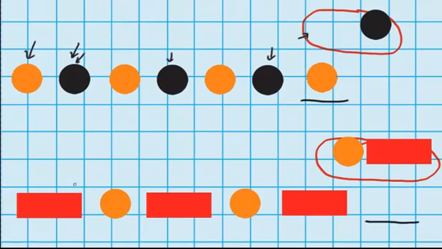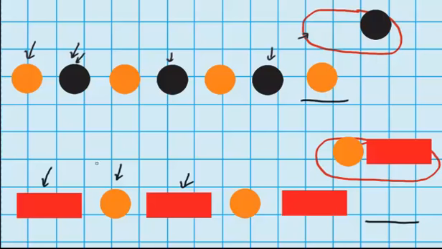You can see I've got a pattern here that is made up of 2 different objects. I've got a reddish pink rectangle or oblong, and I've got an orange circle. And I want to work out what shape comes after this red rectangle. Well, if I look back at my pattern, I can see here's a red rectangle, and the shape that comes after it, or the object that comes after it, is the orange circle.